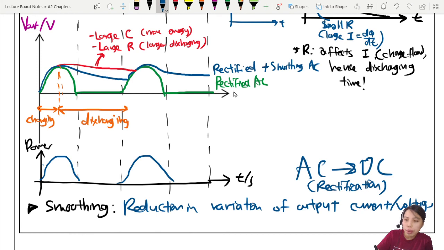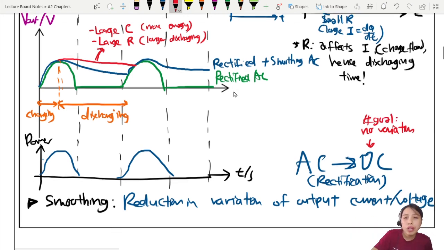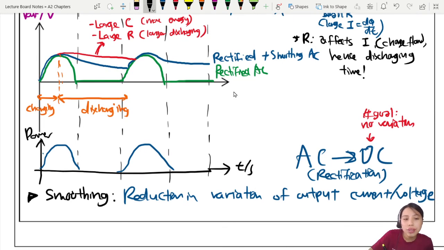So yes, we want to go from AC to DC. DC is not supposed to have variation. So this one, no variation. This is the goal. Like I keep saying, goal, no variation. So just a straight line. No up, down, bumpy. So we'll try our best to smooth with capacitors and resistance value. So capacitor is our friend here. Rectification, our friend is the diode. Okay, and for smoothing, our friend is the capacitor. Oh yeah, I should draw the logo. Okay, capacitor.